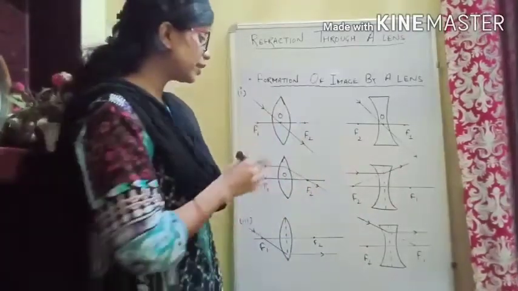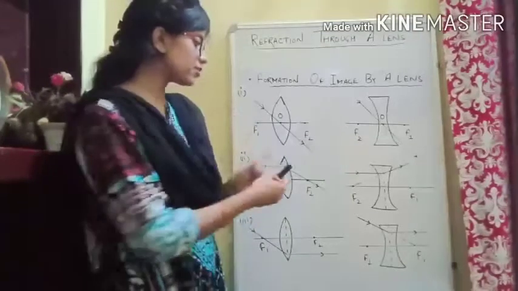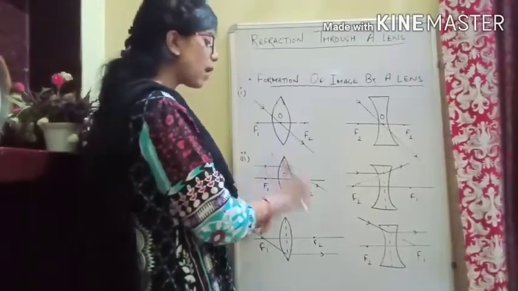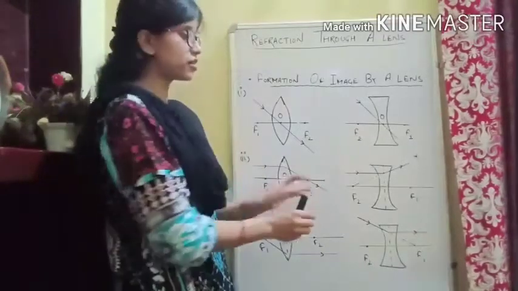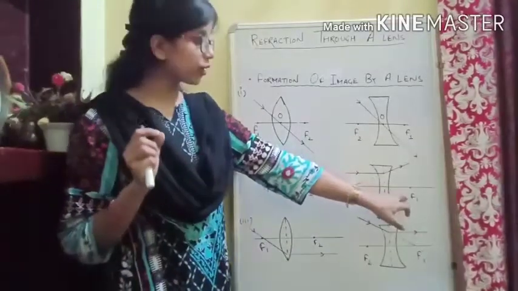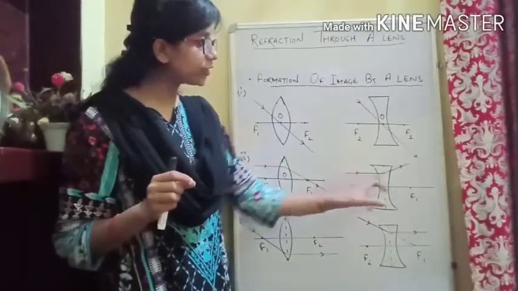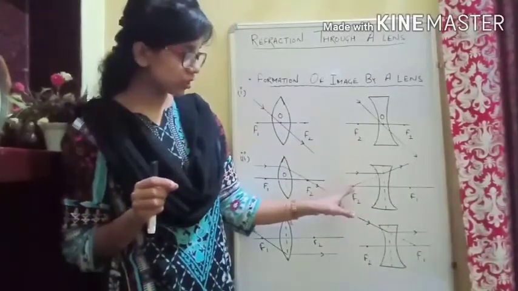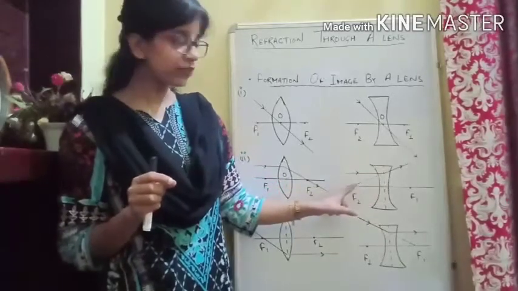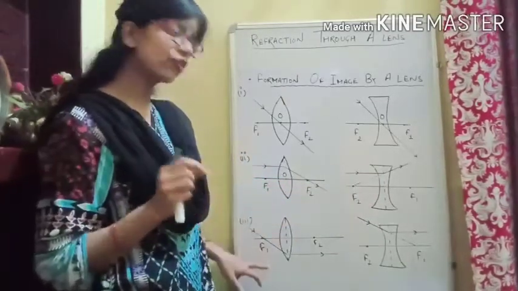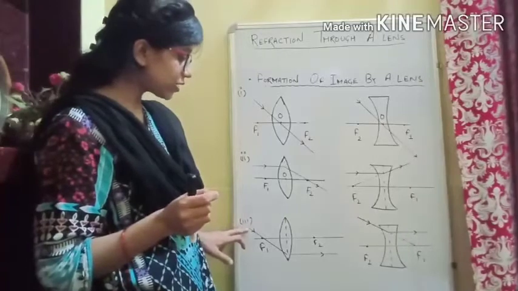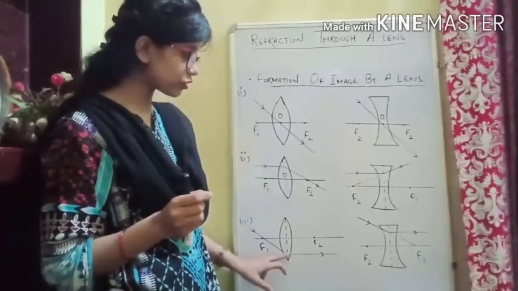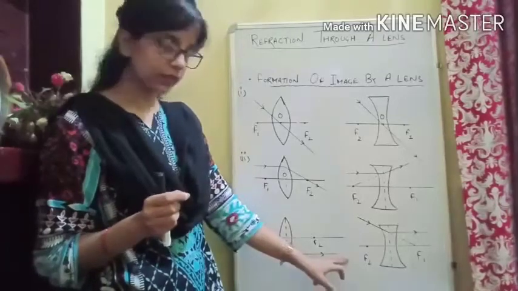Now here you see in both the cases the only difference is in convex lens, the ray after refraction will pass through the second focus. But in the case of concave lens, you see that after the refraction the ray appears to come from the second focus, as you see in this dotted line we have shown. Now the third case, if a light ray is coming from the first focus, after refraction it will go parallel to the principal axis.